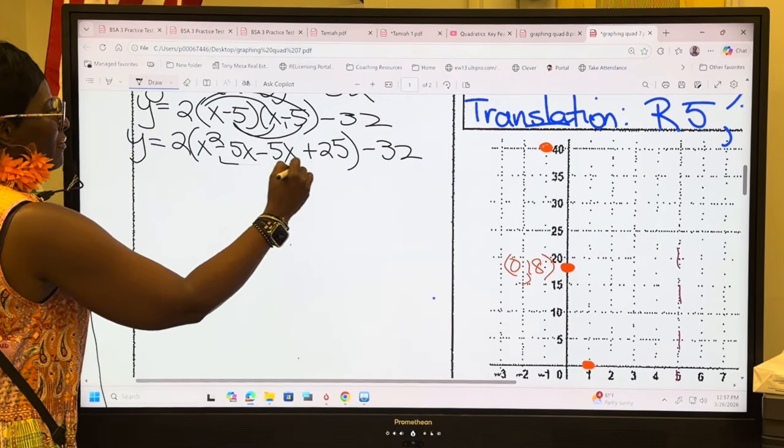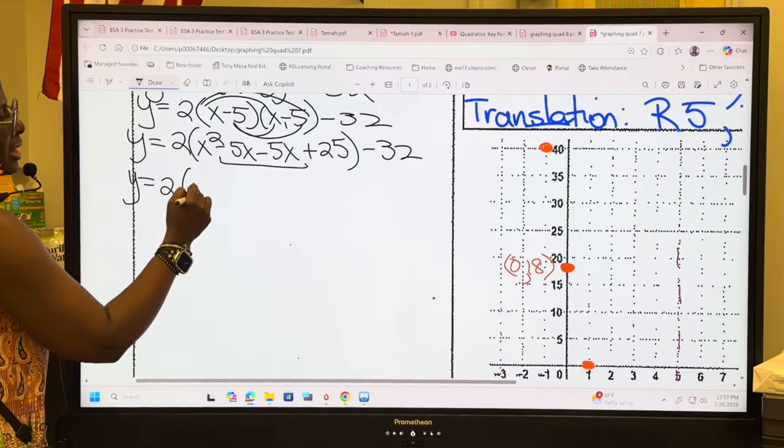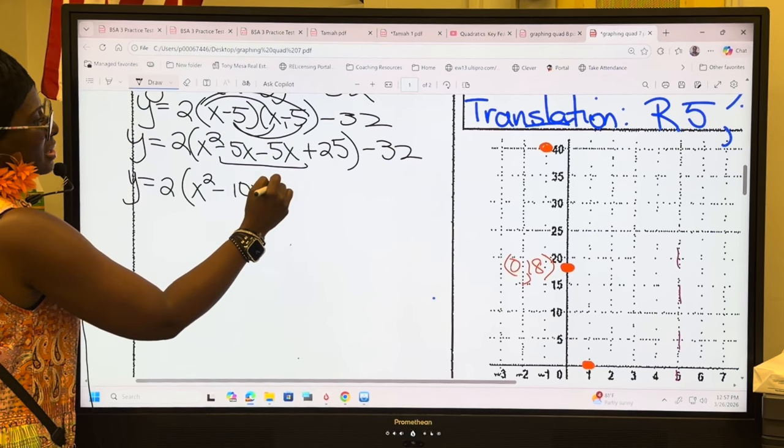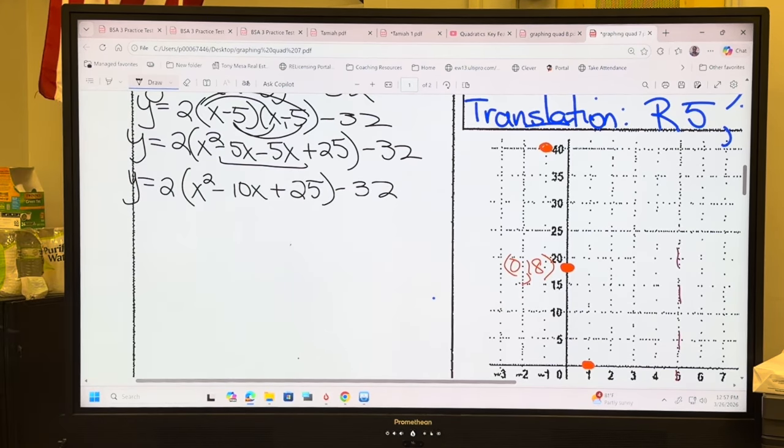Negative 5 and negative 5x. So I'm going to combine these two. Y equals 2 times x squared minus 10x plus 25 minus 32. Any questions from that line to the other one? Does this make sense? Yes?